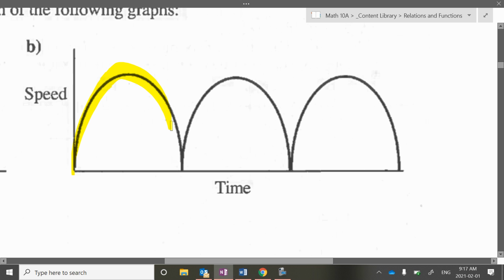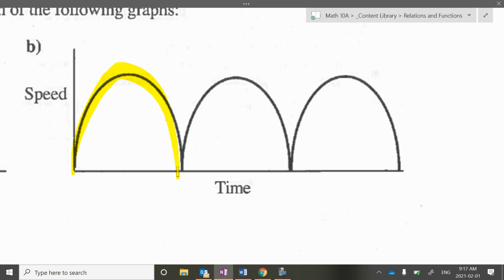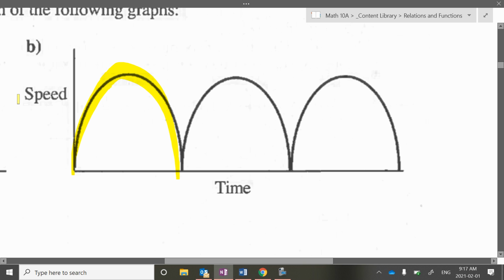That would work for the first one, because if you kick a ball, it's going to speed up as it goes up in the air and then, no, because it's a constant speed as it comes back down. So no, that wouldn't work here because it's speed. So that was a good idea though.